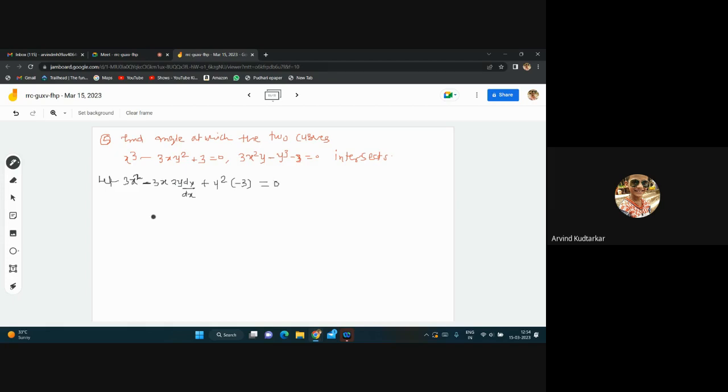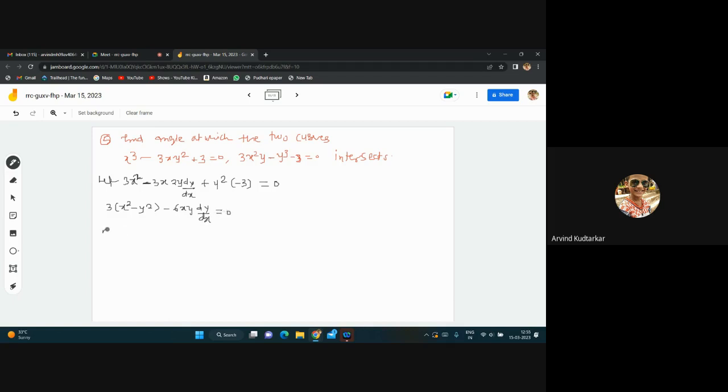To find the value of dy by dx, you collect the terms which are not having the term of dy by dx. That is 3x square minus 3y square. So 3 is common to both. 3 times into x square minus y square minus 3 into 2, 6xy into dy by dx, that is equals to 0.